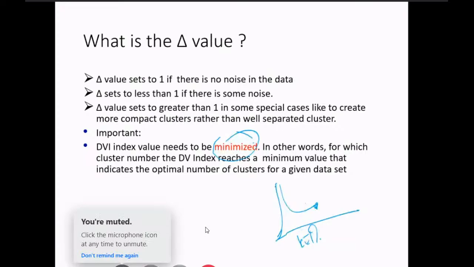So as mentioned, what are the different parameters? The value is one if there is no noise in the data. If there is noise in the data, the value is sometimes greater than one also. Okay.